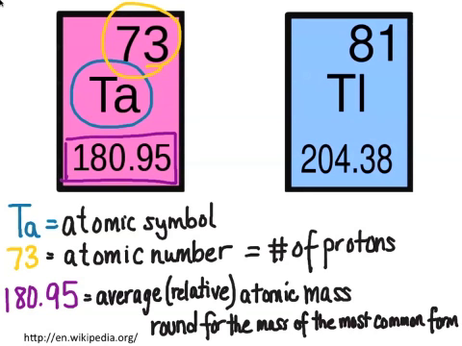So let's take a look at thallium just for some practice. Thallium has the atomic symbol Tl. Its atomic number, the number of protons, is 81. If I were to look at its average relative atomic mass, that average atomic mass would be 204.38. And if I wanted to know what the most common form of thallium is, that would be 204 atomic mass units.